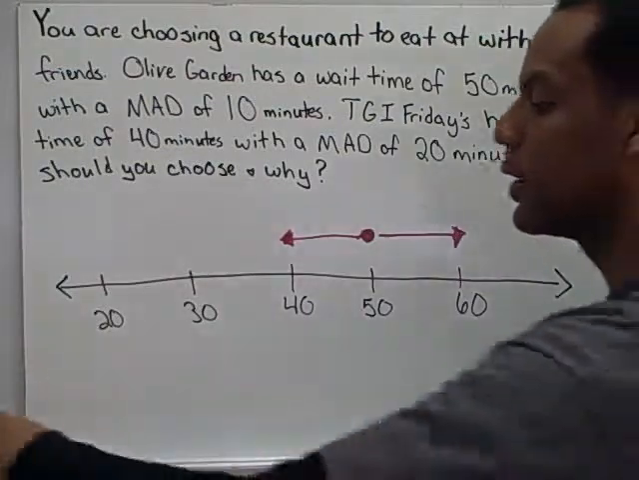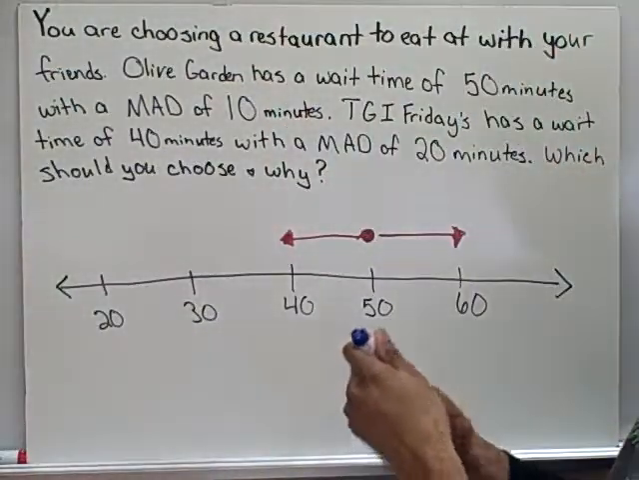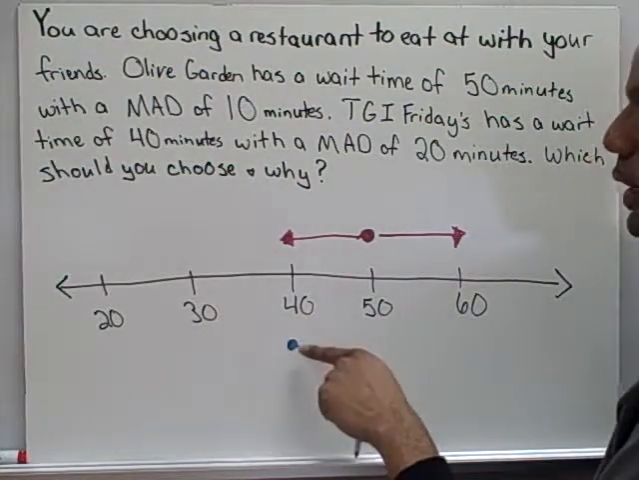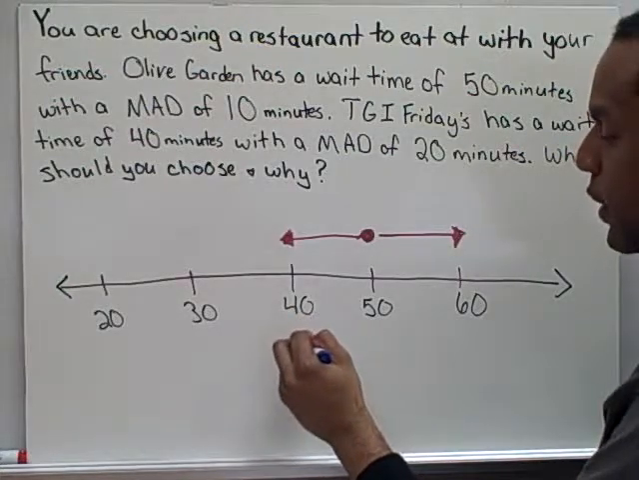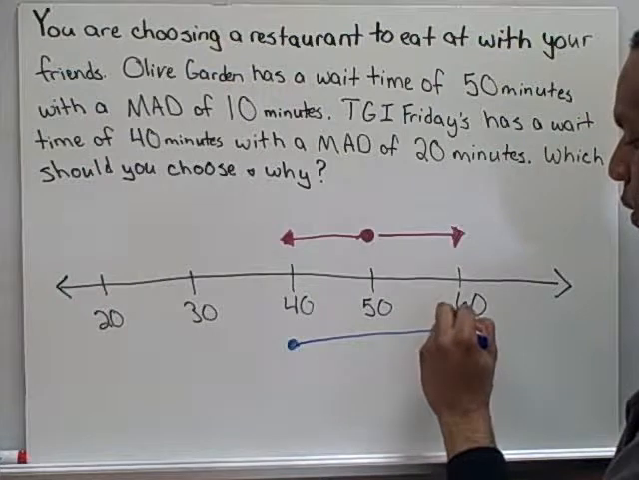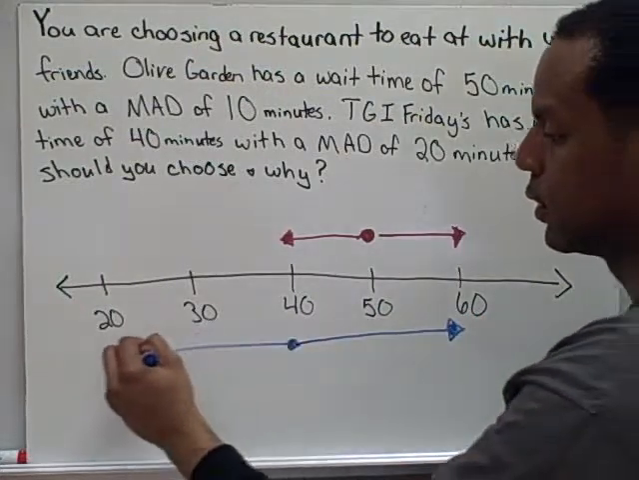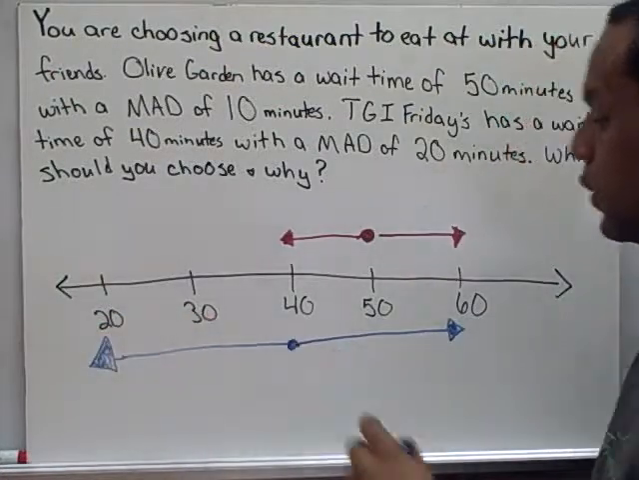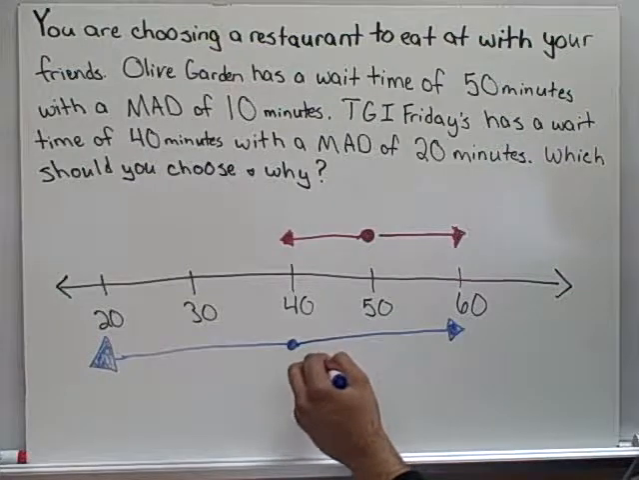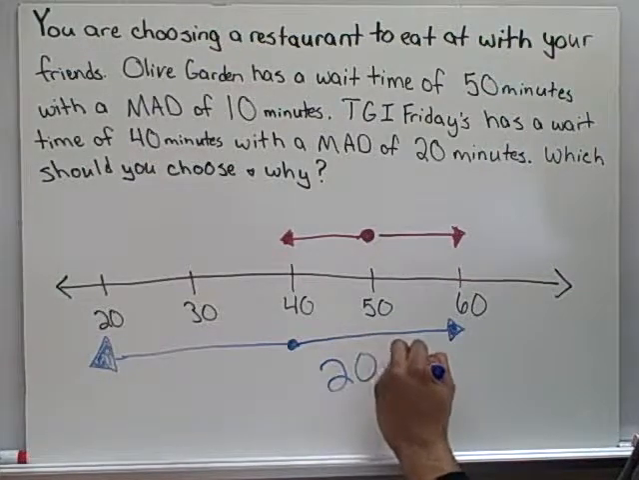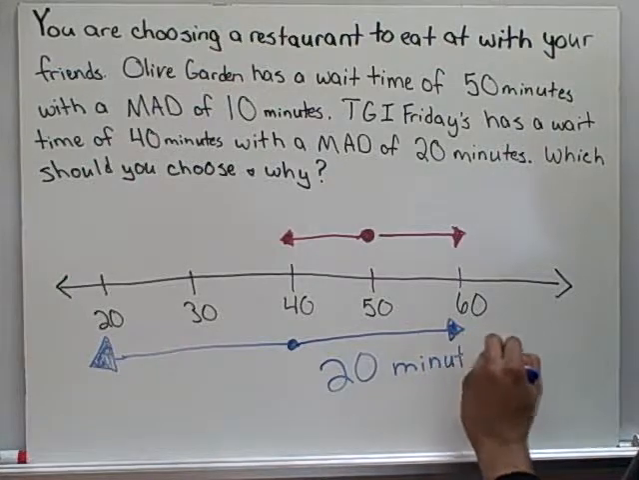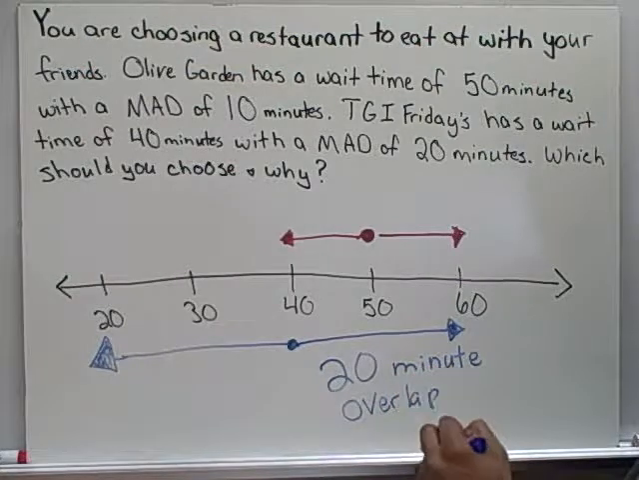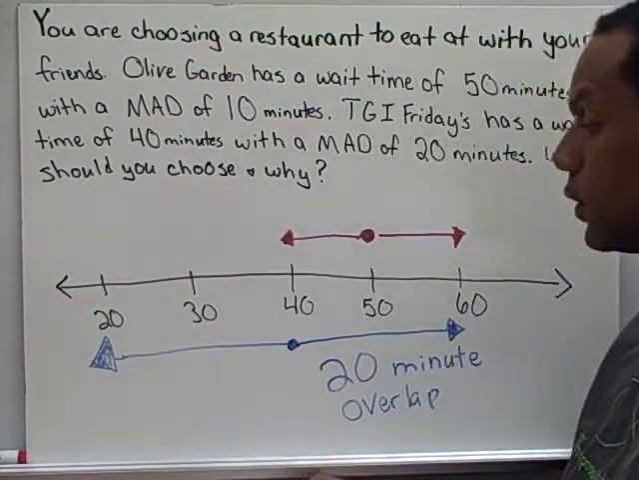And TGI Fridays had a wait time of 40 minutes with a MAD of 20 minutes. So if you notice here, there is a 20-minute overlap. Now you just have to decide which restaurant you want to eat at.